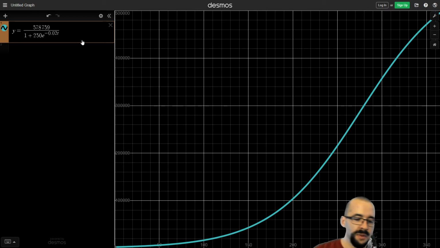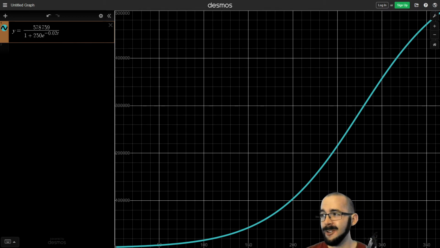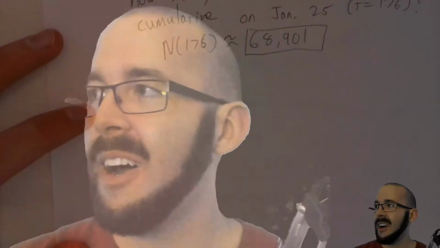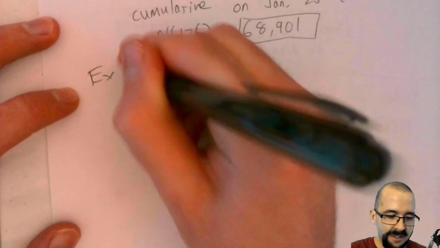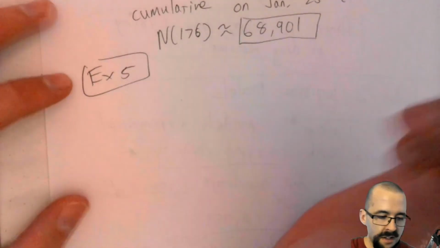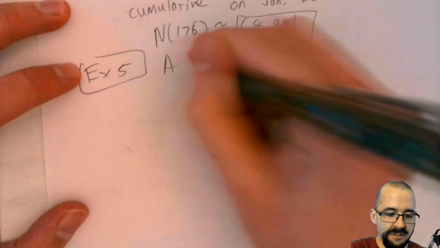All right, last example. We're going to talk about fish for a little bit. We'll end on a high note. Last example is going to be about fish. Example number 5. So a population of fish.